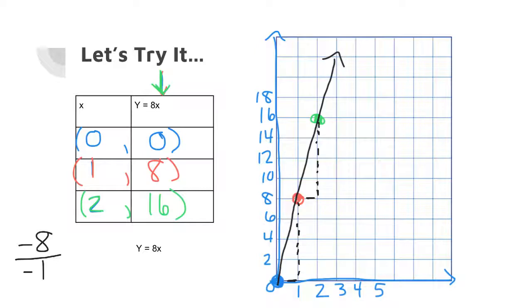Actually, when you have a negative on top and bottom, they cancel each other out, so I actually have a constant of proportionality of 8 over 1. Oh my goodness, let's look at this equation. There's a connection there. Do you see it?